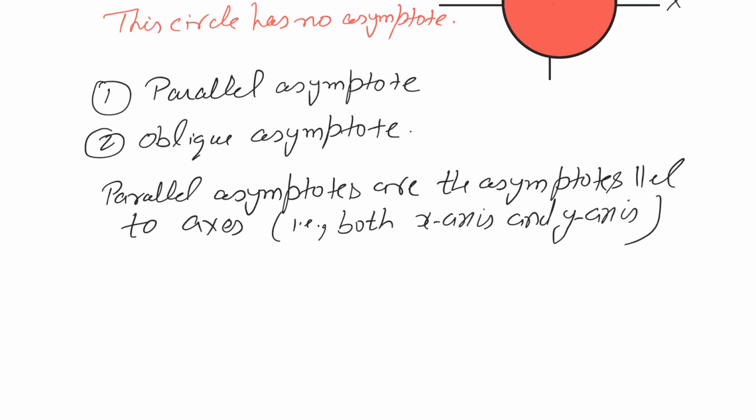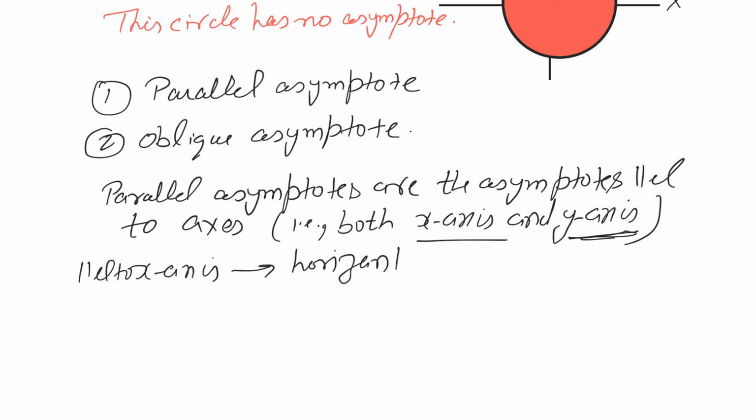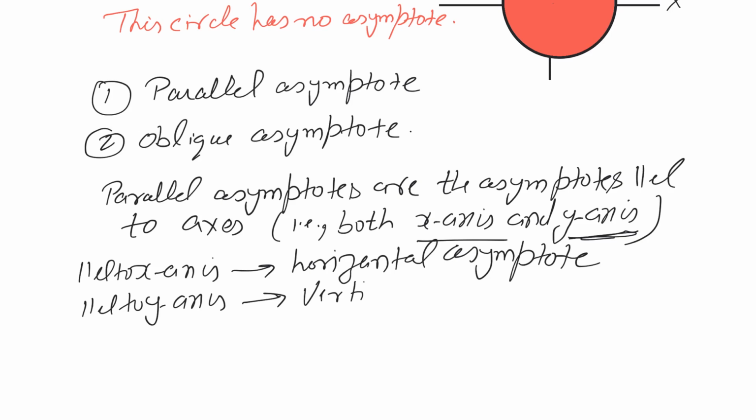So we have two kinds of parallel asymptote. One, the asymptote which is parallel to x-axis, and the other asymptote which is parallel to y-axis. The asymptote parallel to x-axis is called horizontal asymptote, and the asymptote parallel to y-axis is called vertical asymptote.